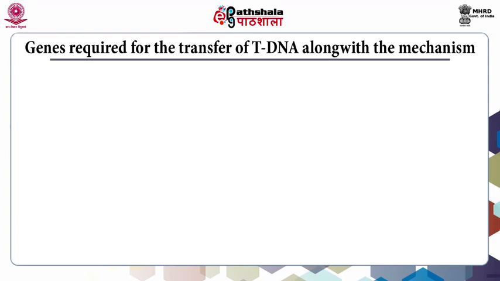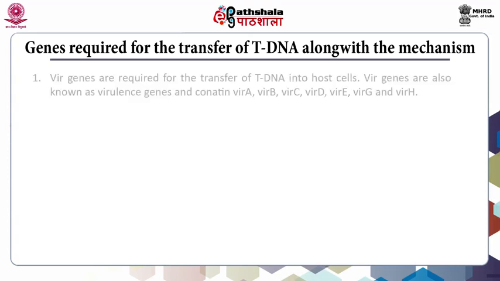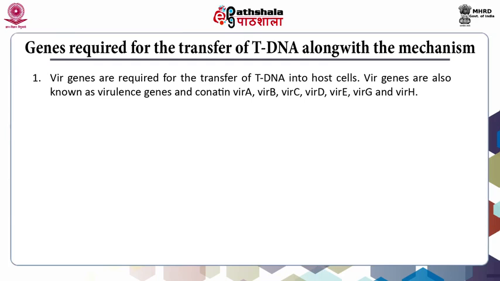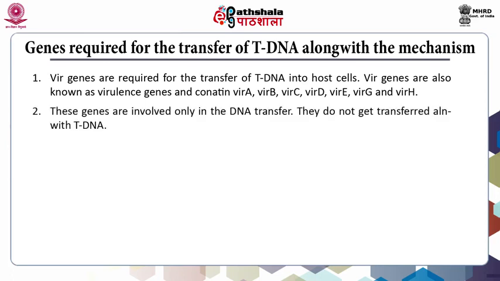Coming to the next slide, what are the different genes that are required for the transfer of tDNA along with the mechanism? Now, Vir genes or virulence genes are the genes that are required for the transfer of tDNA into host cells. Vir genes contain VirA, VirB, VirC, VirD, VirE, VirG and VirH genes. These genes are involved only and only in DNA transfer. They do not get transferred along with tDNA.